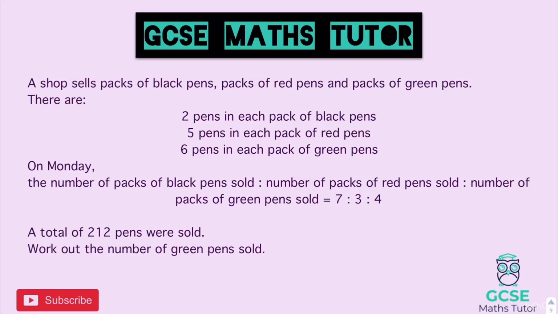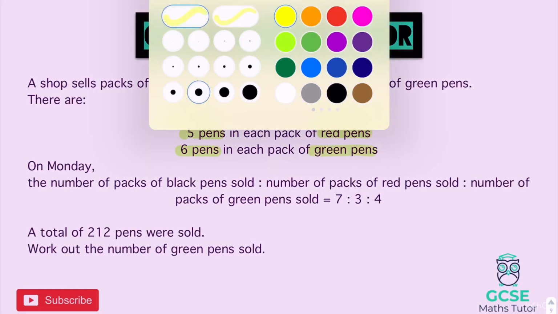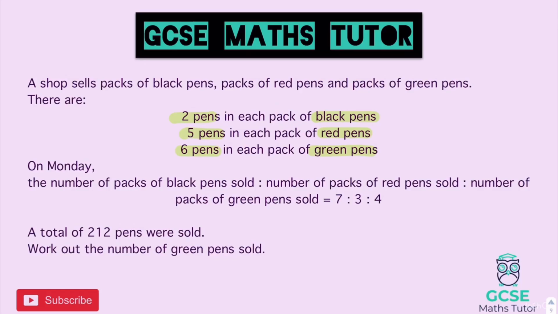Okay, so this says a shop sells black pens, red pens and green pens, and it says that there are 2 pens in each of the black packs, 5 pens in each pack of red pens, 6 pens in each pack of green pens, and then it gives us a ratio here. Let's have a look. The number of packs of black pens sold to the number of packs of red pens sold to the number of packs of green pens sold is 7 to 3 to 4. And then it gives us the information, look, it says a total of 212 pens were sold.